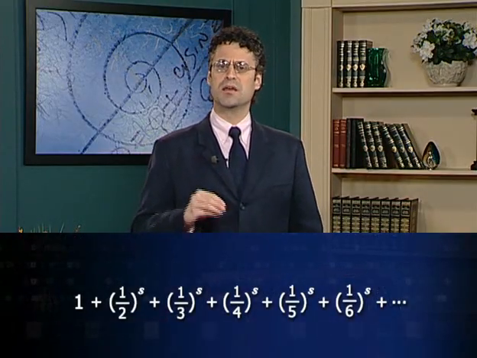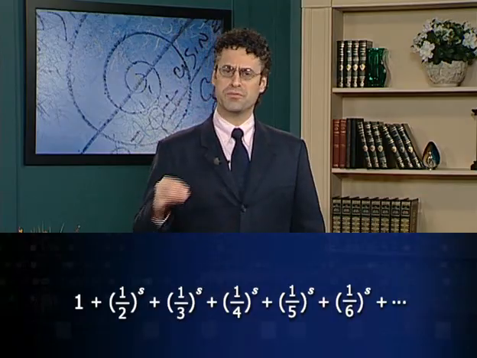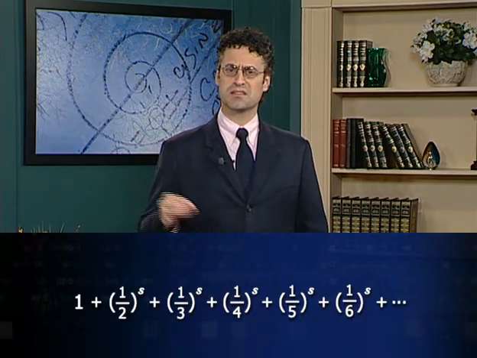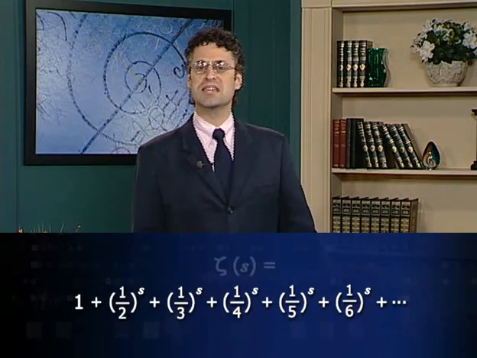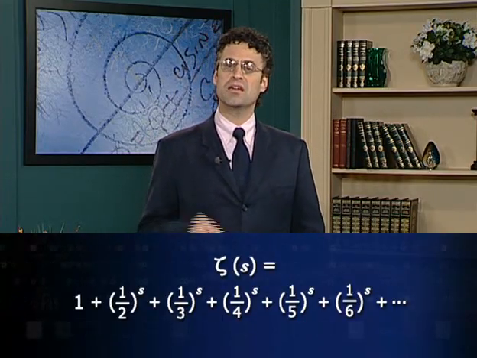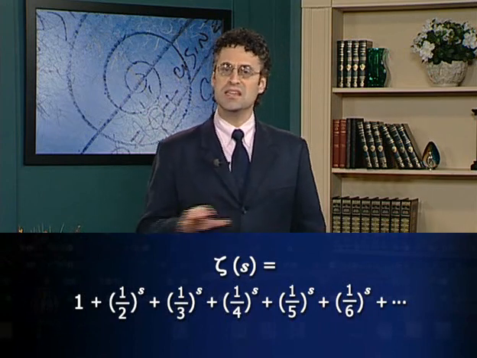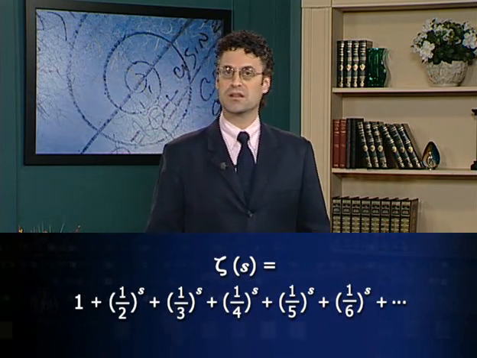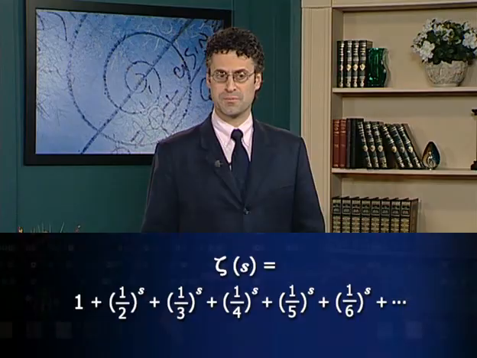1/3 to the S plus 1/4 to the S power plus 1/5 to the S plus 1/6 to the S, and so forth, is now known as the zeta function and is written using the Greek letter zeta. We say zeta of S equals this particular infinitely long series of numbers.